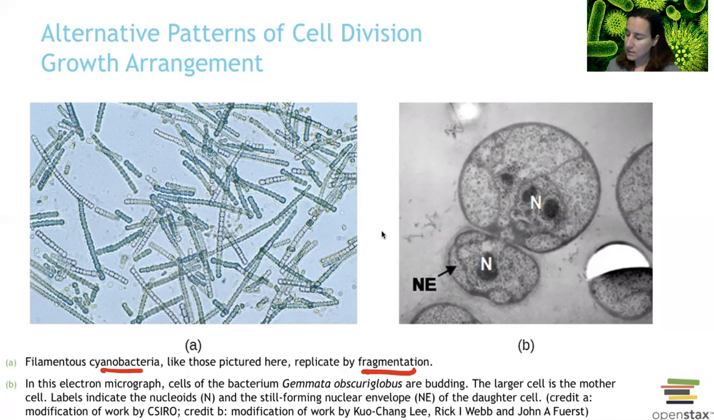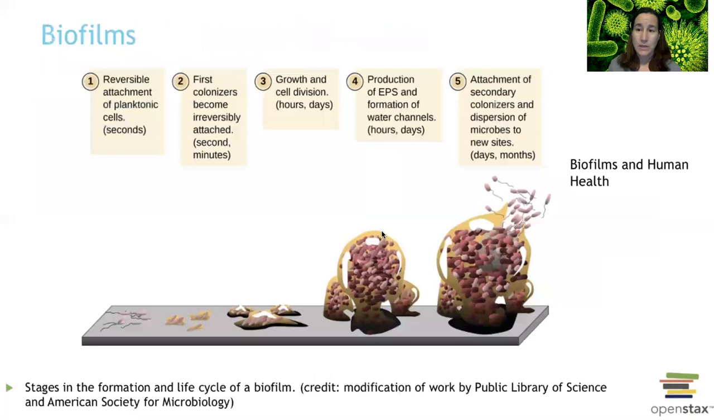Then we've got, what is this one? We've got Gemmata, and it is undergoing budding. So Gemmata does budding, yeast also does budding, and you're going to have a parent organism, and that parent is going to bud off a little baby version of itself. So those are different types of cell growth that we can use in addition to binary fission.